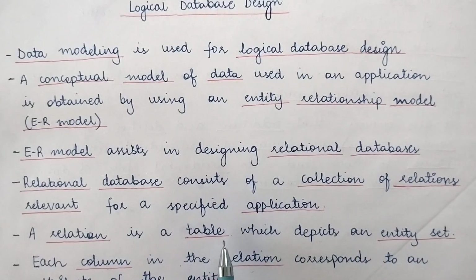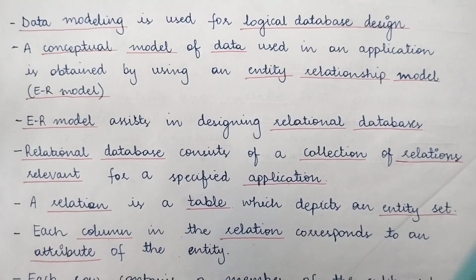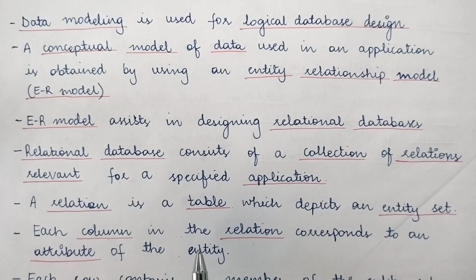Relations in layman's language are known as tables, and these tables are representing individual entity sets relevant to a particular application. Now, since relations are tables, that means they are represented in tabular form, therefore it is quite obvious that they will have columns as well as rows. So now let's see what the column of a relation represents and what the row of a relation represents. Each column in the relation corresponds to an attribute of the entity.